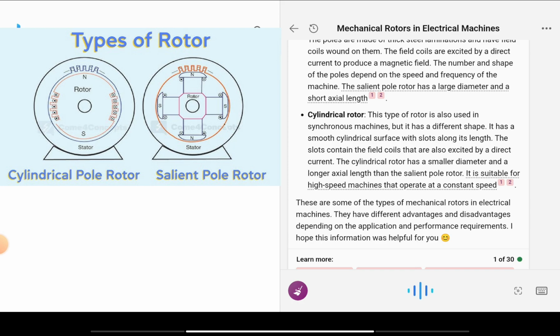These are some of the types of mechanical rotors in electrical machines. They have different advantages and disadvantages depending on the application and performance requirements.